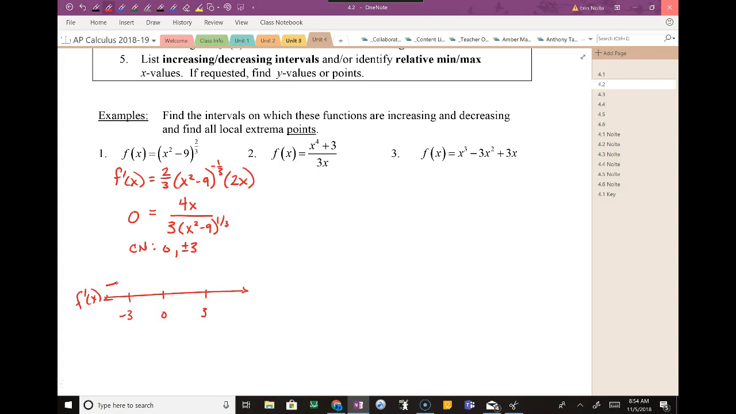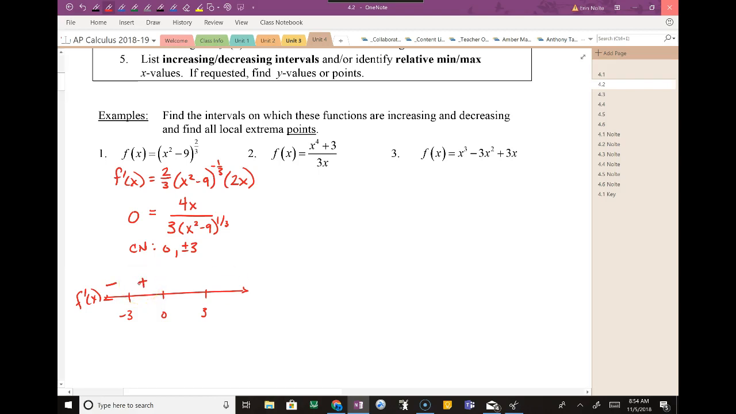-2 would work? Okay, -1. Sure, either of those are fine. If I plug -1 into the top, I'd have a negative. If I plug -1 into the bottom, what would I get? I would get a negative because you get 1 minus 9, which is -8. So I'd get a negative on the bottom. So I get a negative over a negative, which makes a positive.